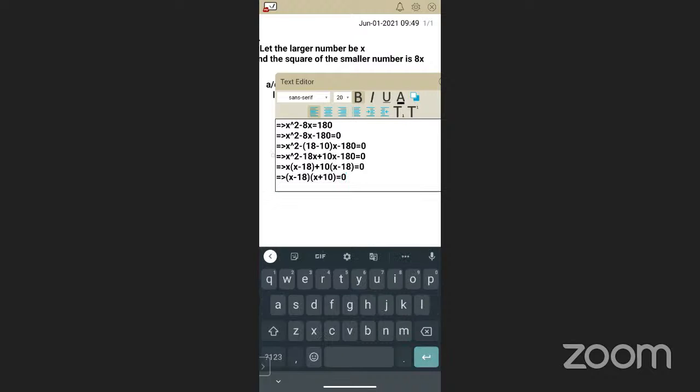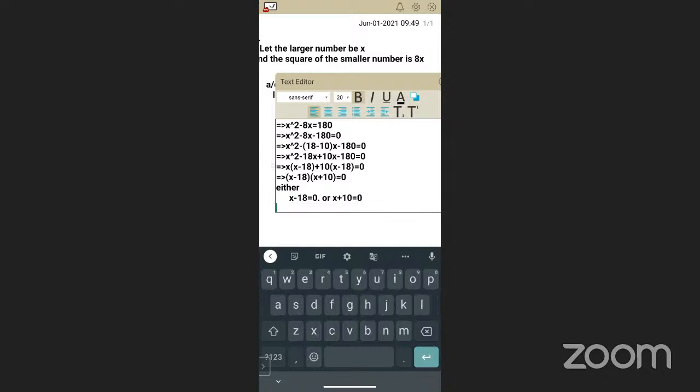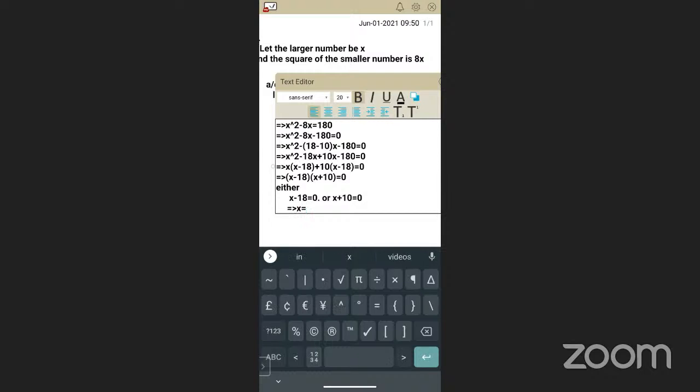Now we got the x equals to 0. So what you will write? Either x minus 18 equals to 0, or x plus 10 equals to 0 you can write, isn't it right? Now for this one, implies x equals to 18, isn't it?